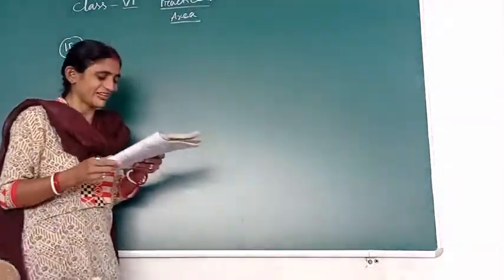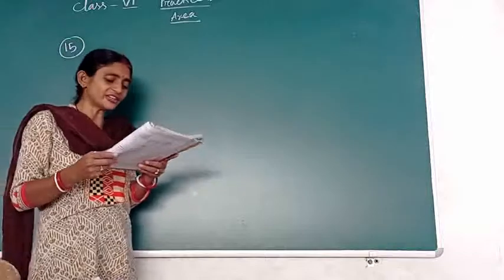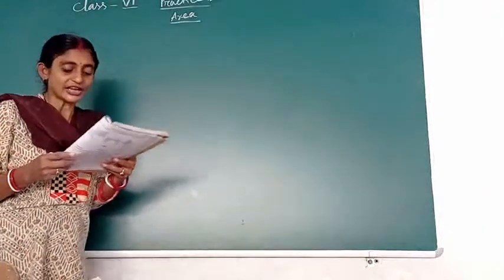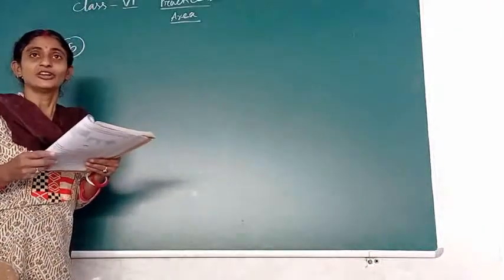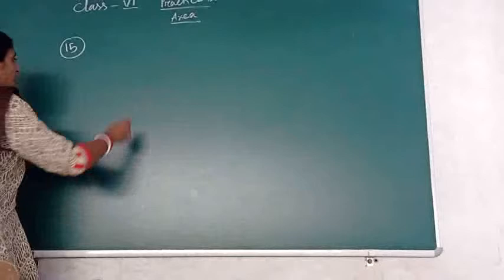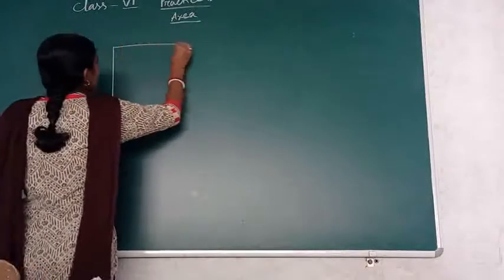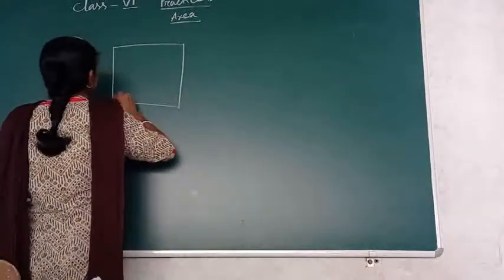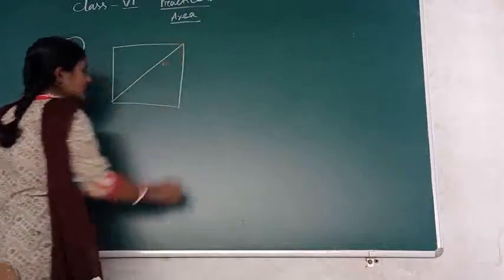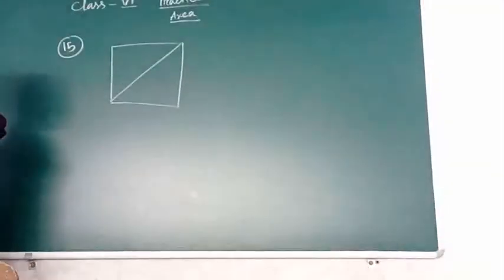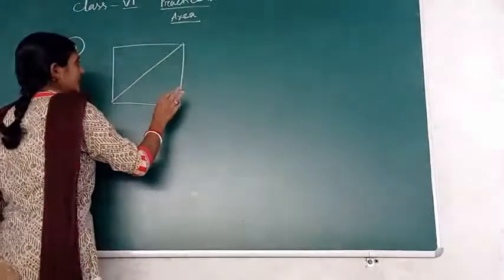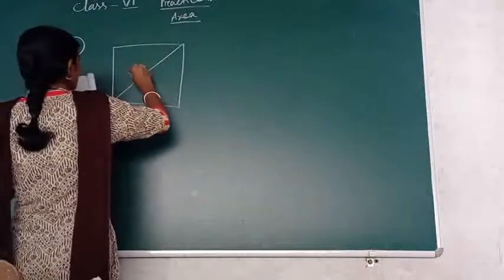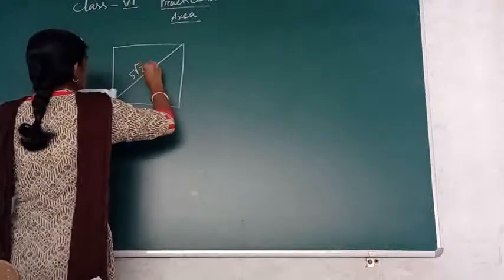Come to this one. Here the question has been given. Find the area of a square whose diagonal is 5√2 centimeter. I know you people have not gone through these things, and it will be a little bit tough for you all to find this out. This is a square. I have drawn one of the diagonals. Yes, that diagonal length has been given as 5√2.